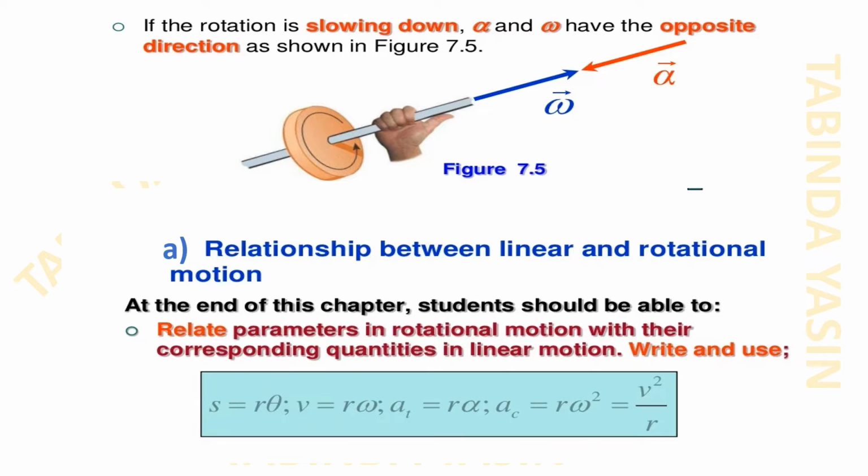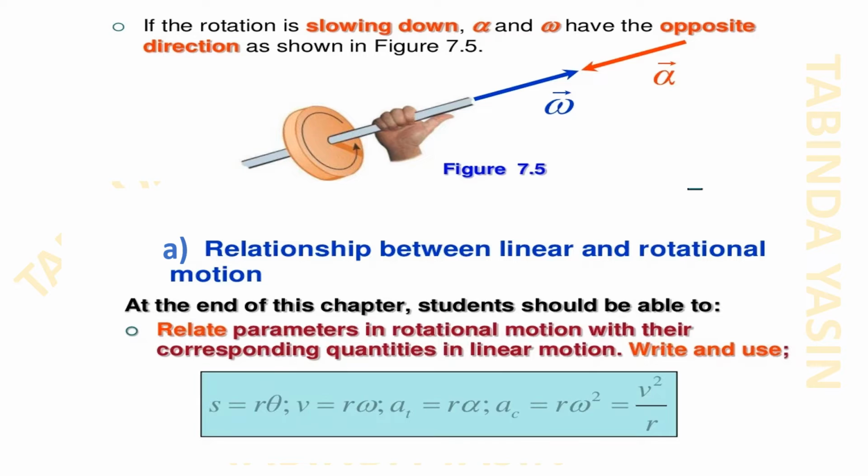If the rotation is slowing down, then alpha and omega have opposite directions. You can see that in figure 7.5, the angular velocity is in the same direction as shown, but the angular acceleration is in the opposite direction. That means the object is slowing down.